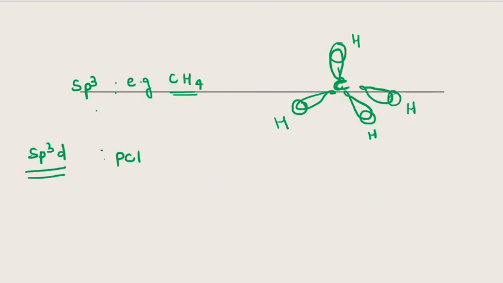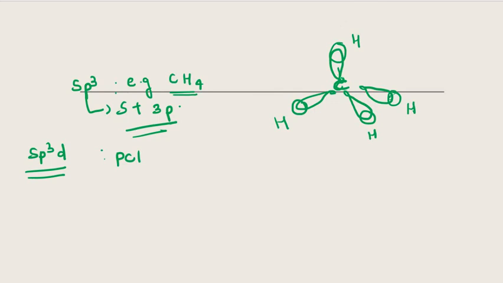Now let us take the case of sp3 orbitals. In the case of sp3 orbitals, our example is what? The example is CH4, where we had seen that there will be one s and three p orbitals overlapping. So there will be four hybrid orbitals formed.